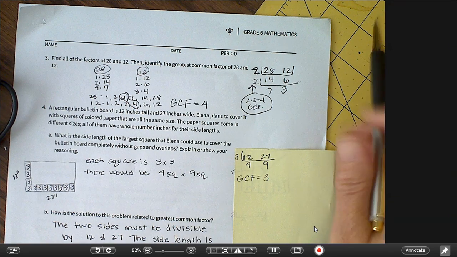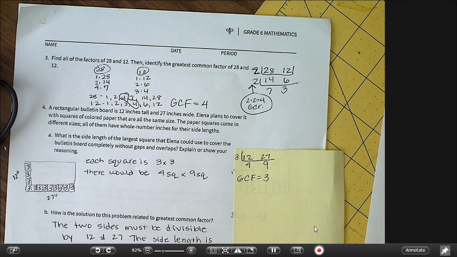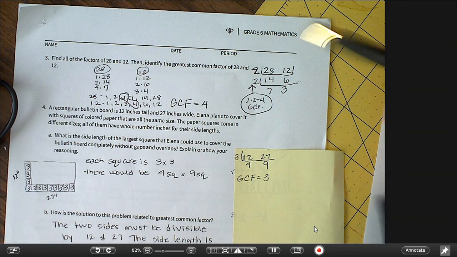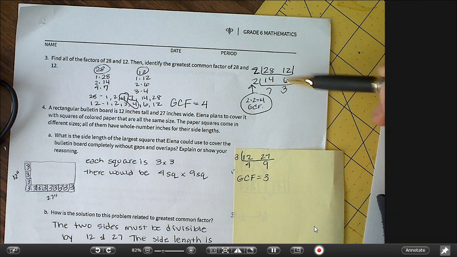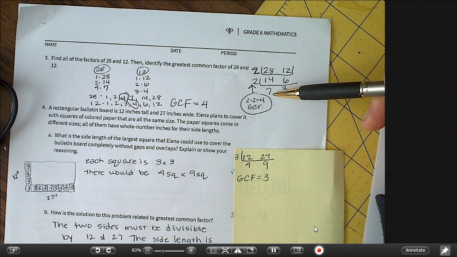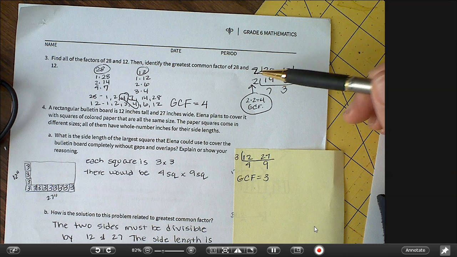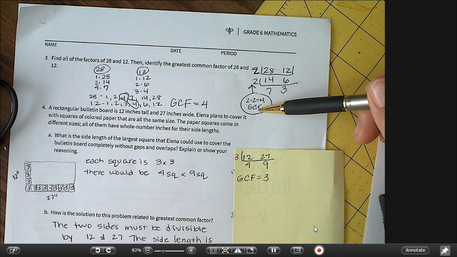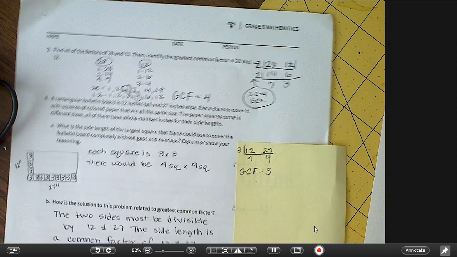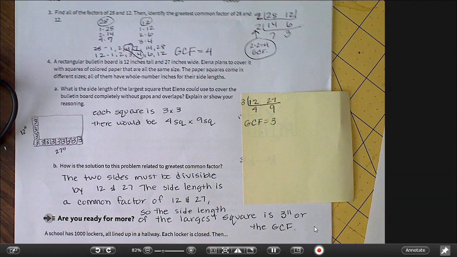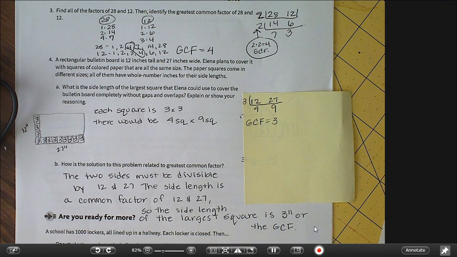Then using upside down cake method, I did 28 divided by 2 is 14, 12 divided by 2 is 6, and then 14 divided by 2 is 7, 6 divided by 2 is 3. These are both prime, so we can stop there. 2 times 2 is 4, and that confirms our GCF of 4 here. So you don't have to use both ways. I'm just showing you two different ways.